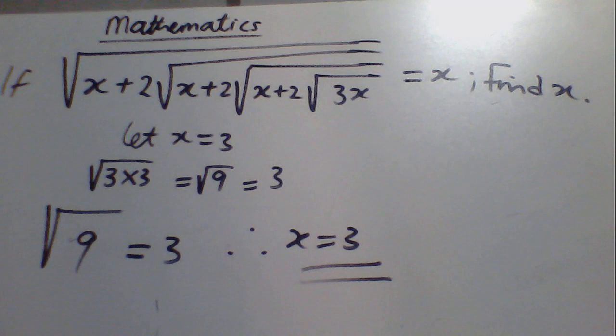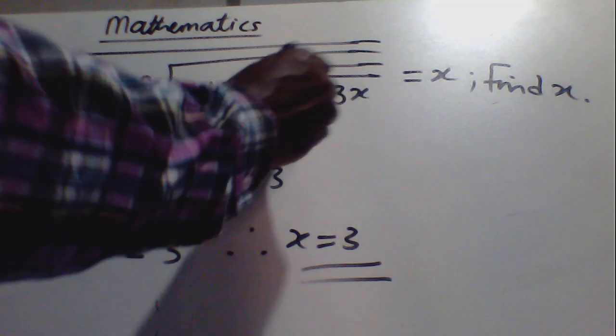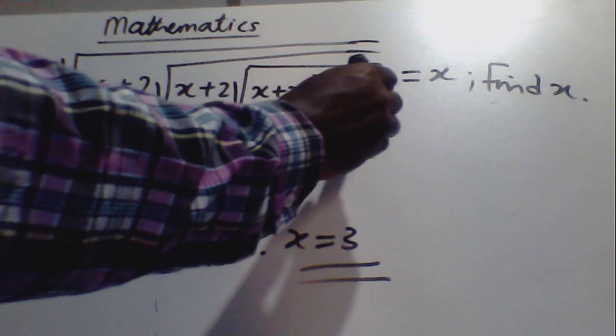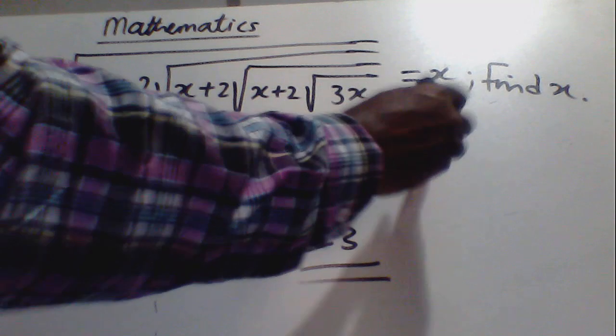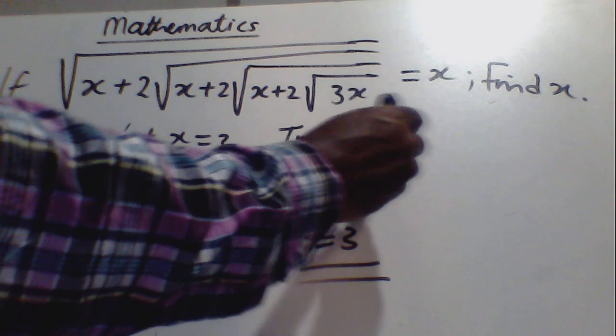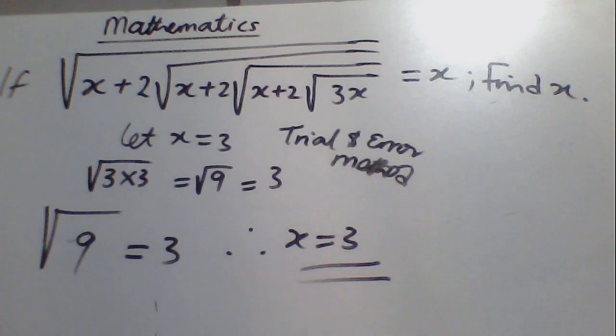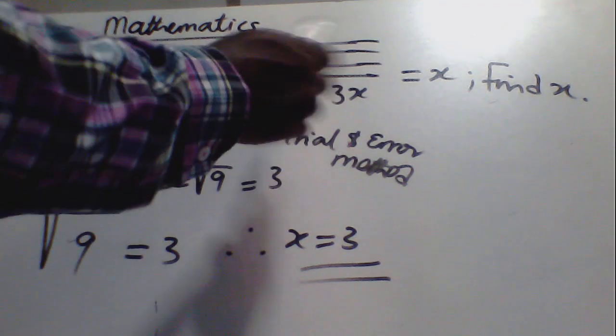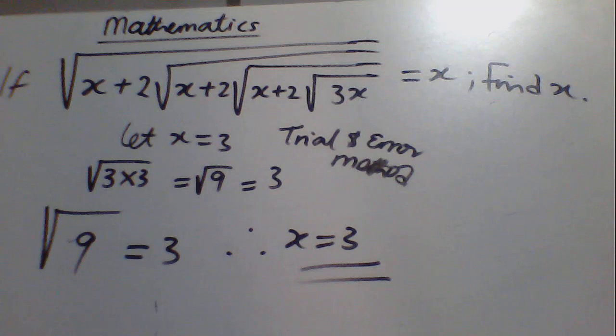This is the easy way, by the trial and error method, because we know we are looking for a perfect square. That is, when we multiply 3 by it, it will give us the square root of a whole number, which is a perfect square. So in this problem, x is equal to 3.